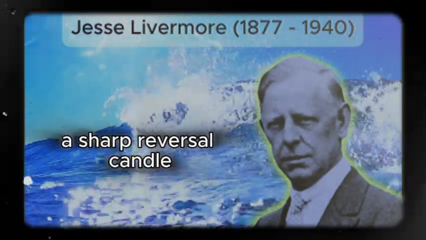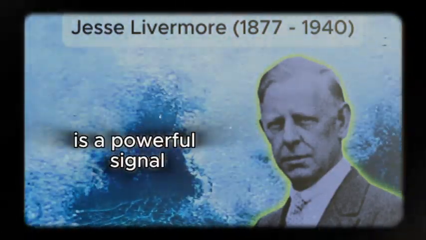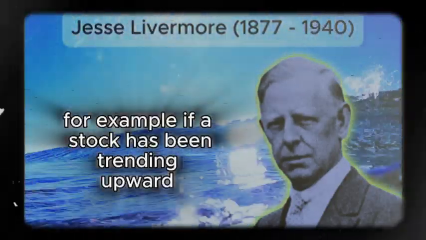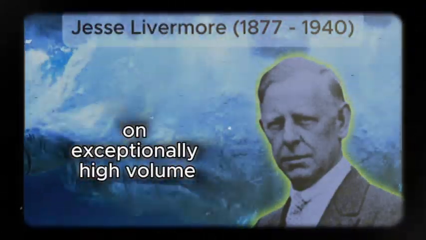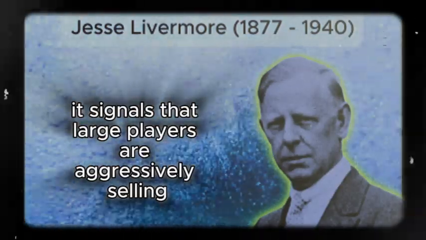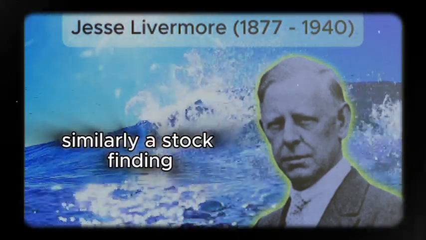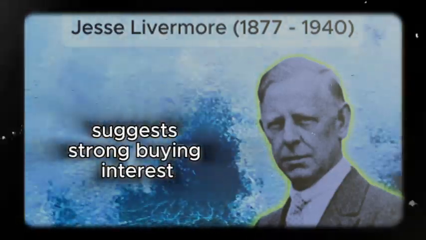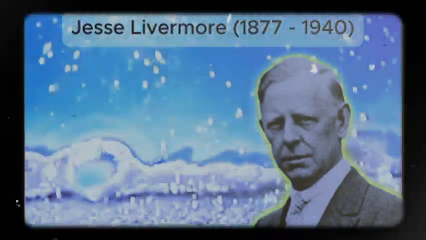A sharp reversal candle accompanied by significantly higher than average volume is a powerful signal that the balance of supply and demand has shifted dramatically. For example, if a stock has been trending upward and suddenly experiences a sharp decline on exceptionally high volume, it signals that large players are aggressively selling, indicating a potential top and reversal. Similarly, a stock finding support and bouncing sharply on high volume after a prolonged downtrend suggests strong buying interest re-entering the market, signaling a potential bottom.